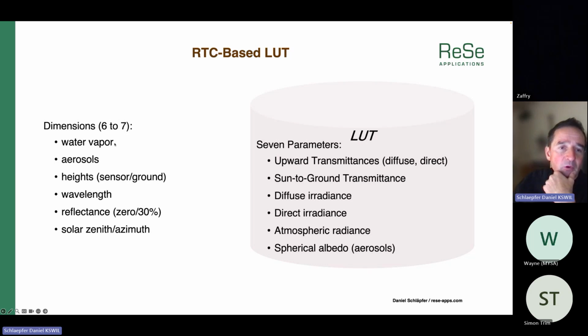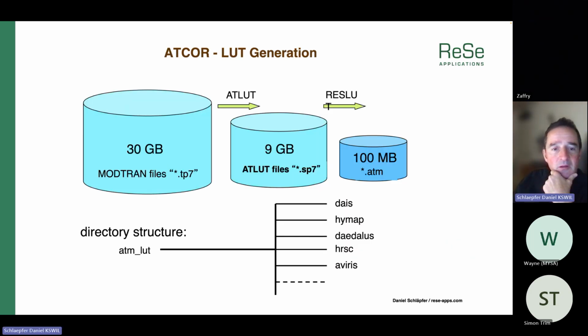So in the dimensions are the water vapor amount, aerosols, heights, wavelength, reflectance, and the solar angles. So it makes 6 to 7 or 8 dimensions which have to be stored. And from that you can invert. That's the tricky part of the atmospheric correction, setting up a lookup table correctly. And in ATCOR, it's quite a process to create it. So you get about 9 GB of data for all situations at high resolution.